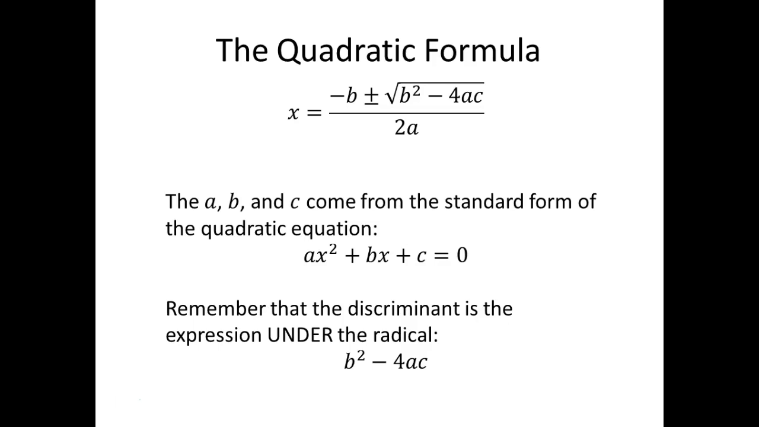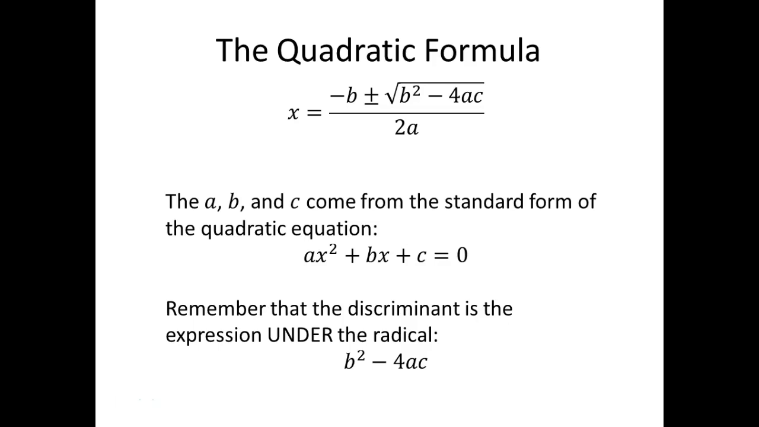Now it is x is equal to negative b plus or minus the square root of b squared minus 4ac, all divided by 2a. Now those a, b, and c values come from the standard form of the quadratic equation.